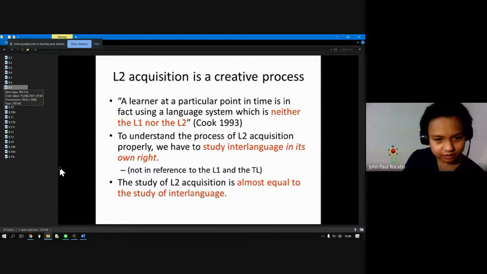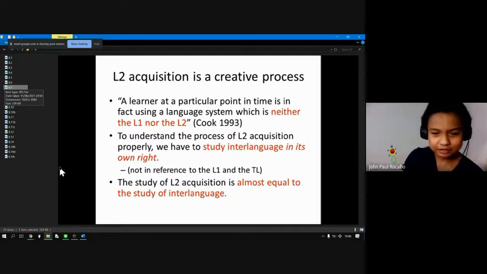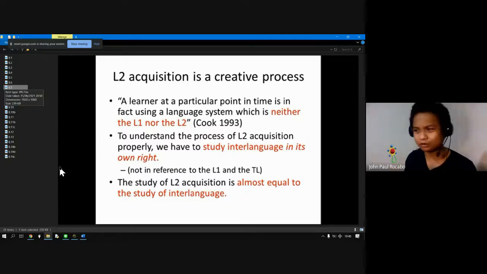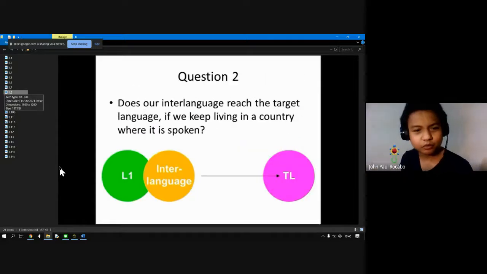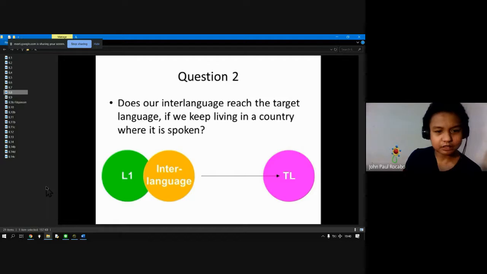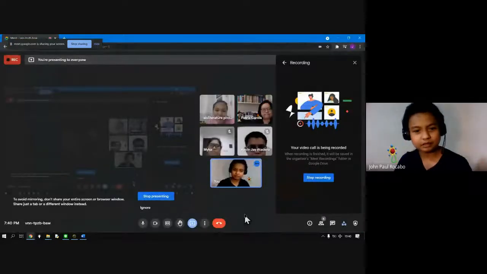Second, the last bullet point, the study of L2 acquisition is almost equal to the study of interlanguage. Di ko alam na ganun siya kagrabe. Most of us took more than 10, 20 years studying English to reach this point of our profession. So we have a question: does interlanguage reach the target language if we keep living in a country where it is spoken? Here meron tayong illustration, yung yellow, yung interlanguage malapit sa L1 and papunta siya sa target language or L2. Sa tingin ninyo po, anong sagot dito? In my point of view, it's a yes. So what about you guys?